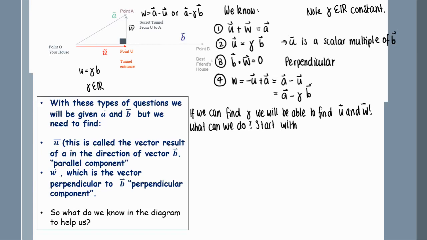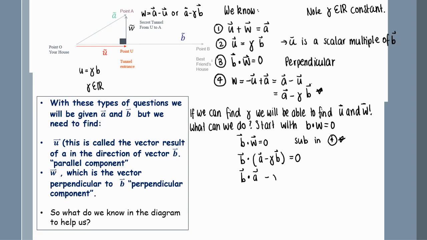So we're going to start with the fact that B dotted with W equals 0. We're going to sub in the fact that W equals vector A minus vector U, which is gamma B. This is quite nice. Notice that we can expand this bracket. So we have B dotted with A, and then we'll do minus gamma B. Again, bring the gamma out the front, so minus gamma B dotted with B equals 0. All we have to do is rearrange this equation.